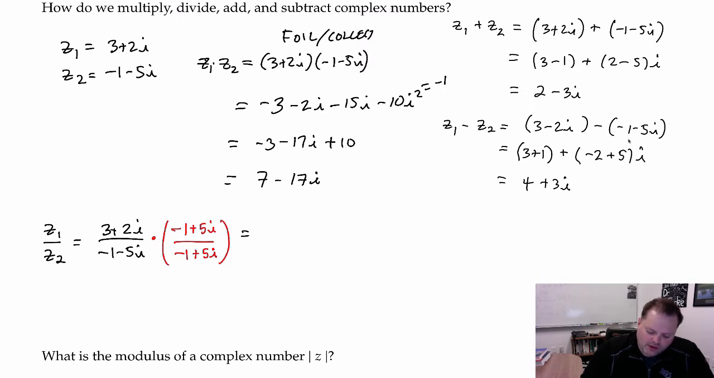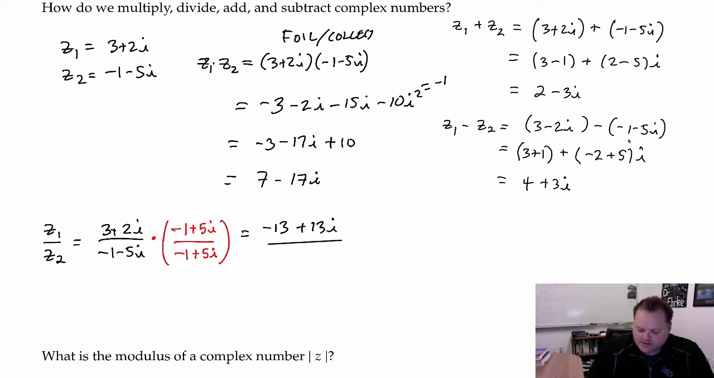And we'll FOIL across the top. So foiling across the top would give you negative 3, and then it would also give you a minus 10. So negative 3 minus 10 would be negative 13. And then the I terms would be minus 2 plus 15, which would be 13, I believe. So that's what the numerator would give you.